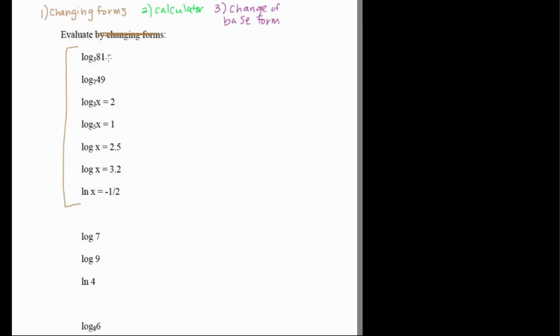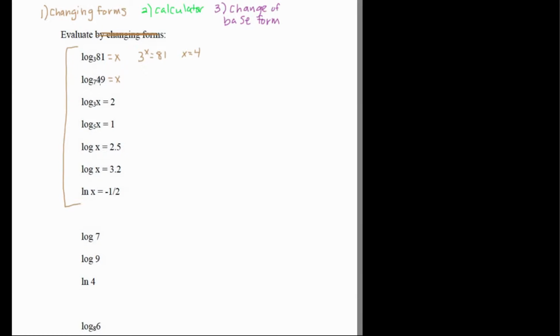So like this one, just put in equals x and then change the form. 3 to the x equals 81. And you might be able to just see that 3 to the 4th is 81, or you might play around on your calculator a little bit. 3 to the 3rd is 27, 3 to the 4th is 81. So you know that x is equal to 4. Okay, like this one.